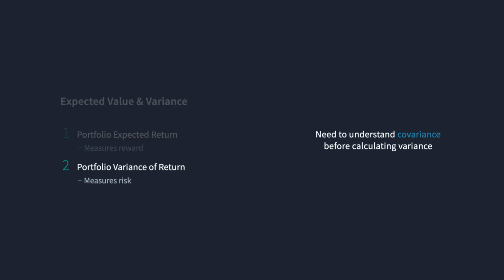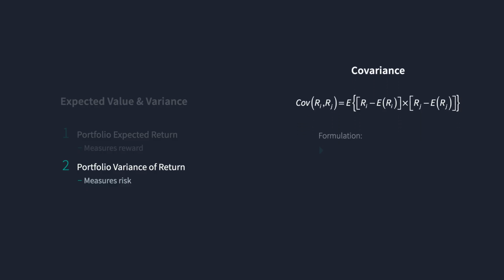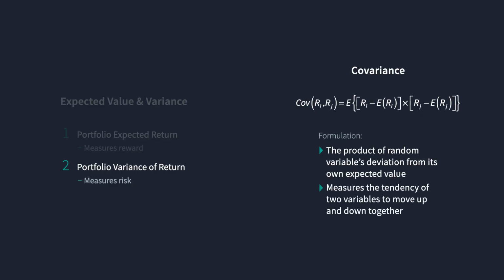Before we can define the variance of return, we need to define the covariance of returns. The covariance between the returns of two assets, R sub i and R sub j, is calculated like this. It's the product of each random variable's deviation from its own expected value. This is a measure of how much the returns tend to move up and down together.